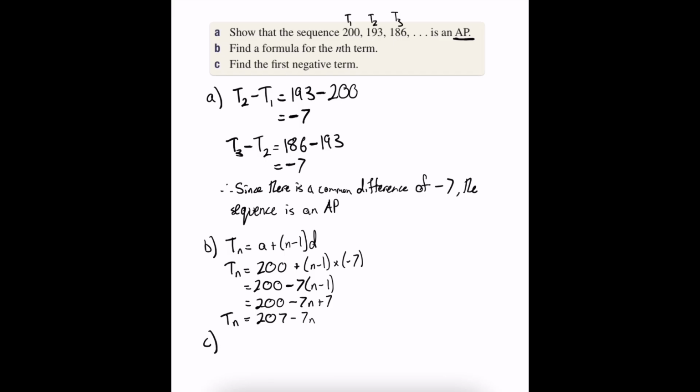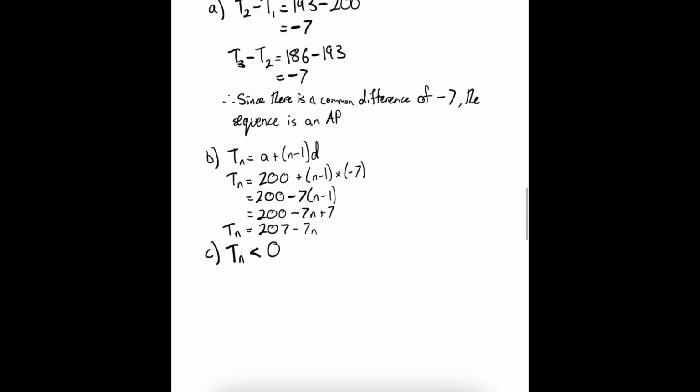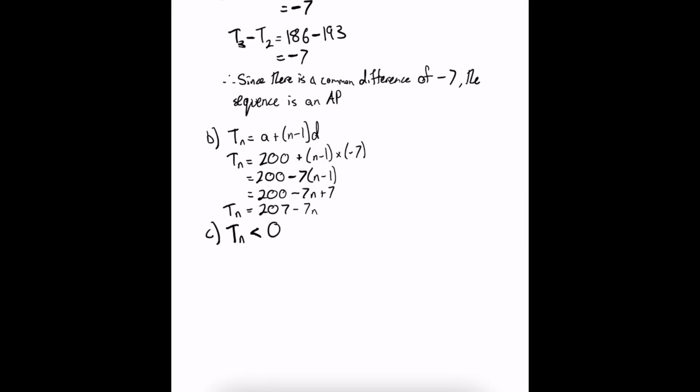Part C then says find the first negative term. So what is a negative number? A negative number is a number that is less than 0. So it's saying what is the n for which Tn is less than 0, for which it's negative. And so to solve this, we just say that 207 minus 7n is less than 0, and we solve for this inequality. So if we add 7n to both sides, we get 207 is less than 7n.